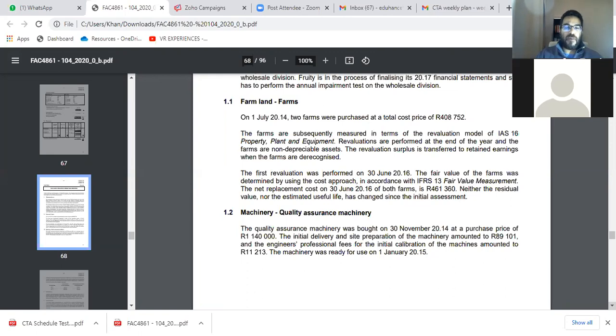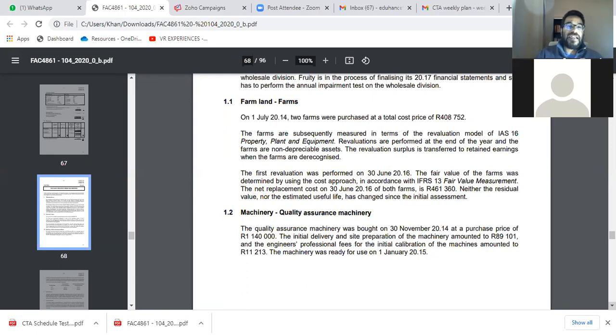So in the example I gave you, let's say we have a revaluation on this land of 1.5 million and an impairment loss of 2 million. If this land was not revalued, the full 2 million would have been recognized through profit or loss under impairment loss.